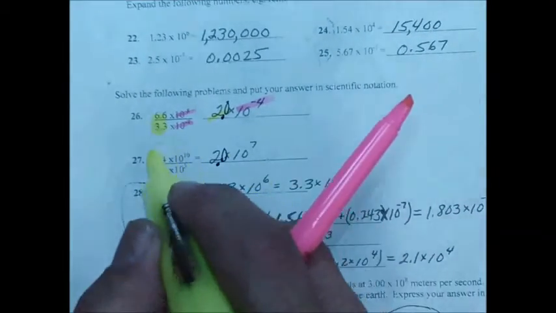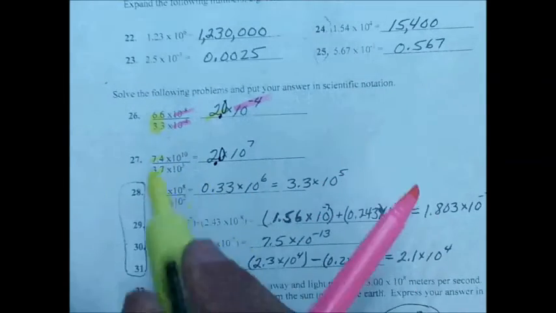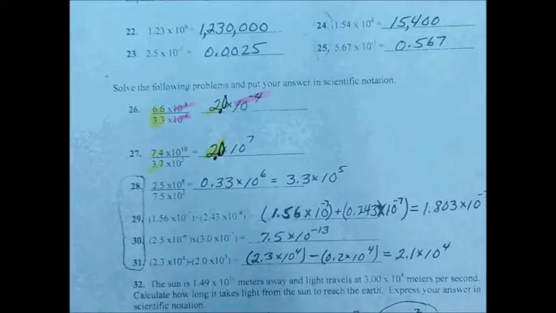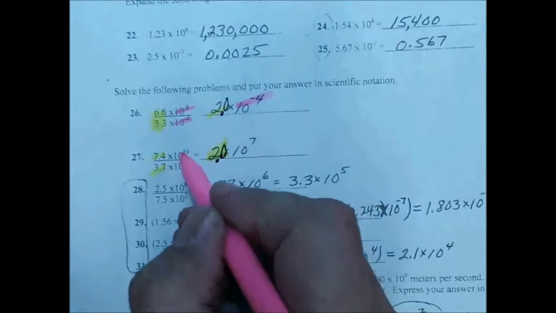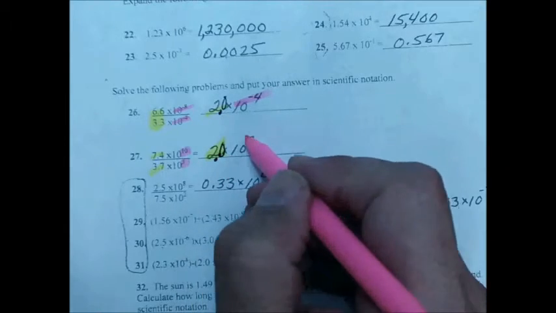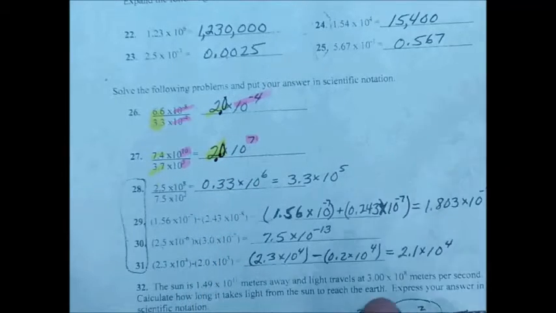Here we have 7.4 divided by 3.7, so that works out to 2.0. And then if we look at our powers, 10 to the 4 divided by 10 to the minus 3 gives 7. So this is 2.0 times 10 to the 7th power.